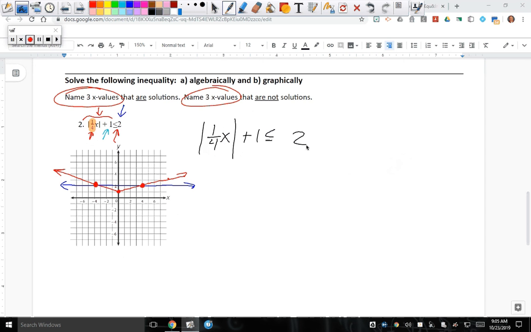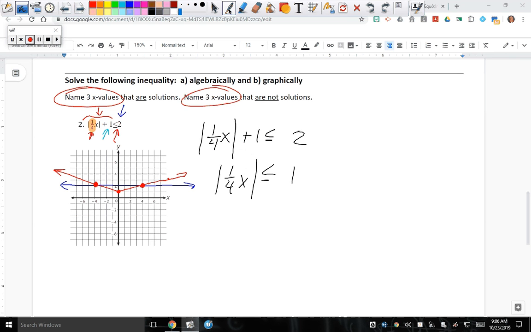What would I do algebraically? Subtract 1. Nice. 1/4 x is less than or equal to 1. And here's where I ask my question. Is this possible? Can I get a positive answer and it be less than a positive? You know what I mean? Or equal to a positive? Yes. Okay? So I know it's not going to be a weird no solution or all real numbers per se.